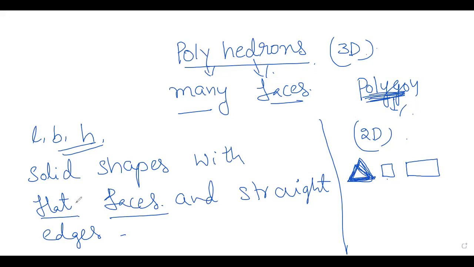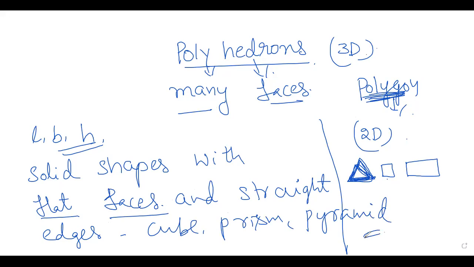Solid shapes with flat faces and straight edges are called polyhedrons. For example, cube is a polyhedron. Cube, prism, and pyramid. These are all called polyhedrons. Plural form for polyhedrons is polyhedra.